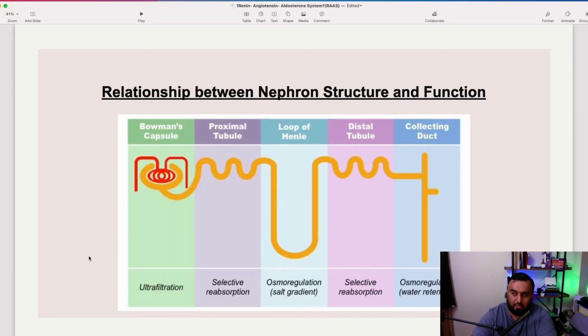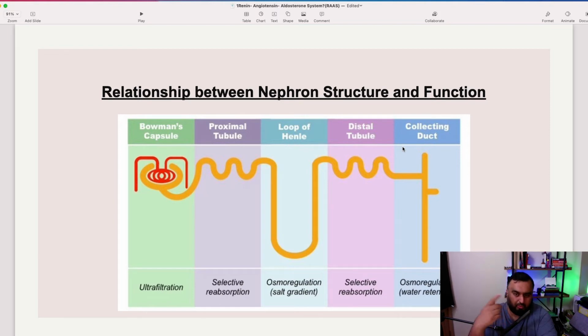And the relationship between the nephron structure and function is what I'm getting at, as in the Bowman's capsule is responsible for the ultrafiltration, and then it just goes through a cycle of selective reabsorption, osmoregulation, selective reabsorption, and osmoregulation again, depending on where you are in the nephron, starting from the proximal tubule, going through the loop of Henle, then the distal tubule, and then the collecting duct.